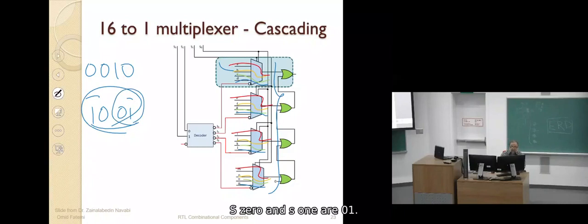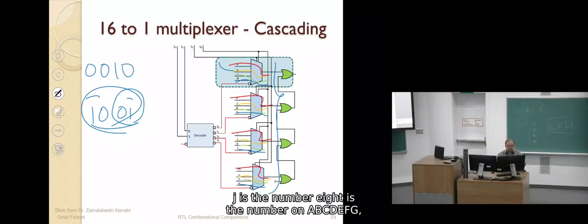S0 and S1 are 0, 1. So when it is 0, 1, it means that the second of these multiplexer goes out. It means the orange color. Look at the orange one. So it means B, F, 0, 1, sorry, 0, 1 is the second one. Yeah, second one. So the real answer of this one would be J, not I. I is the number 8.